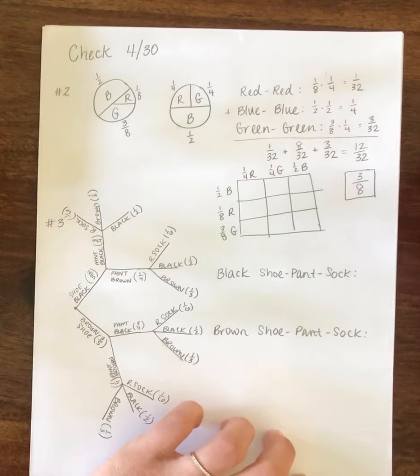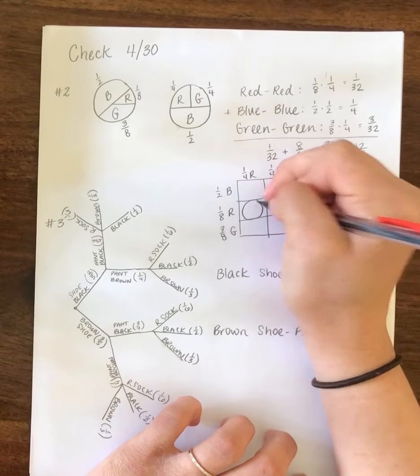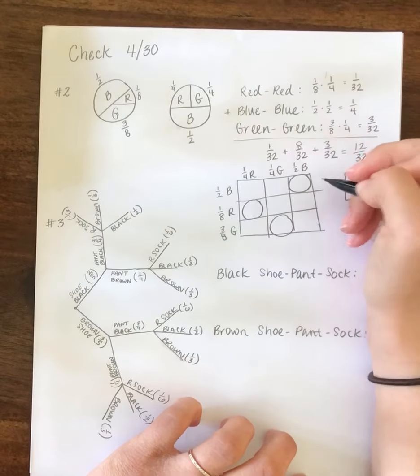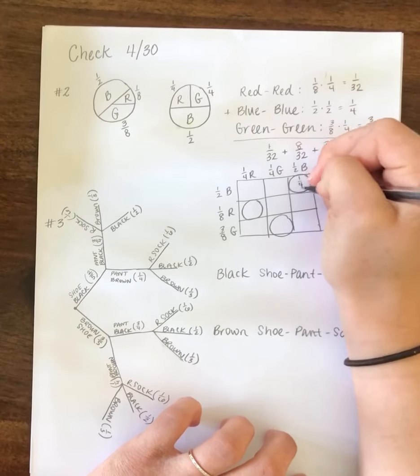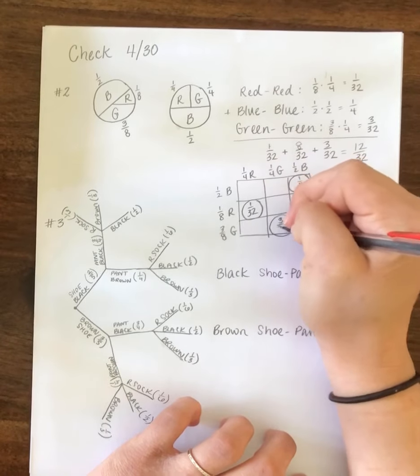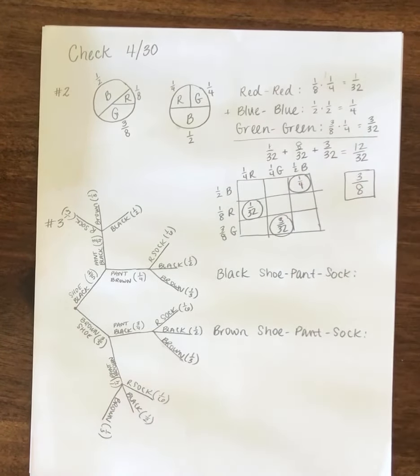9 possibilities. And then we would be looking for the red, red, the green, green, and the blue, blue. And so we'd multiply to find those. So then we'd have our 1/4, our 1 out of 32, and our 3 out of 32. And then we can just total the same exact way. So definitely an area model for number 2.